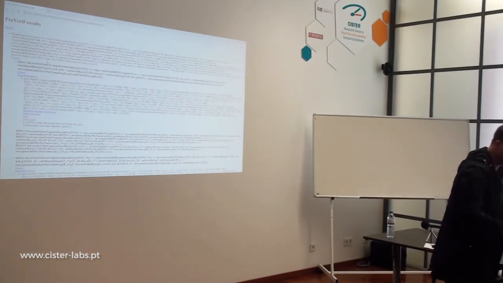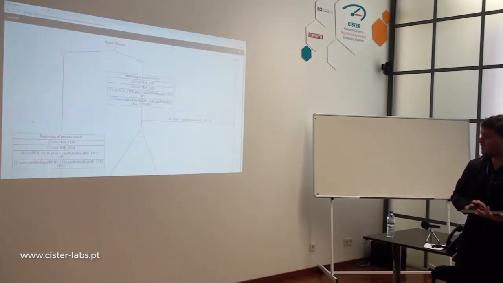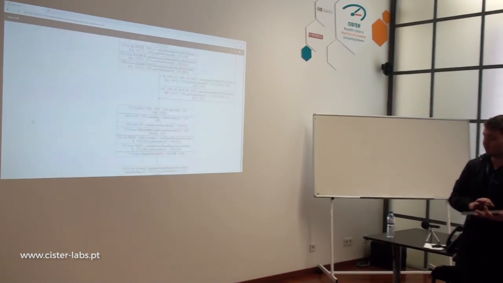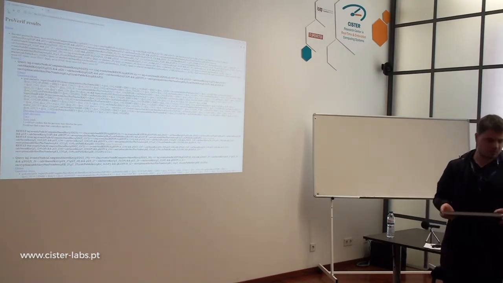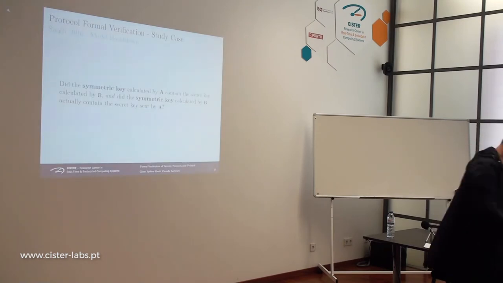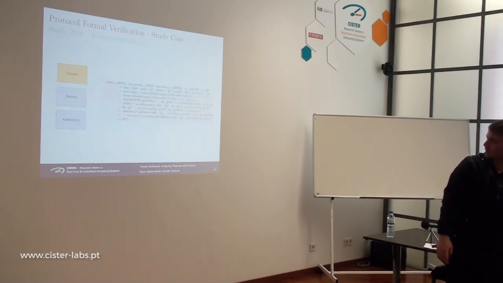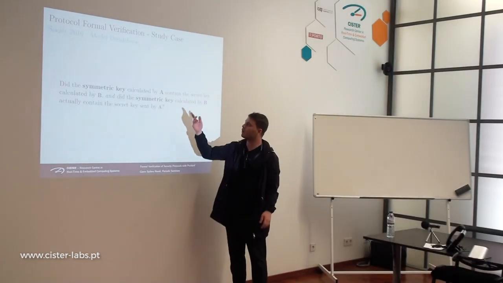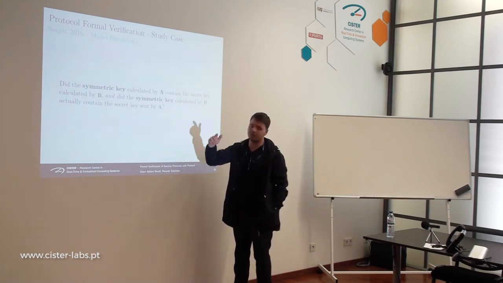Luckily, sometimes it gives you a graph like this, so it's better to understand how things work. But it's not every time that they actually provide this kind of trace. In our study, we found out that, okay, just going back to the scene, what I said is that we want to check if the symmetric key calculated by A contains the secret key calculated by B, and the symmetric key calculated by B actually contains the secret by A.